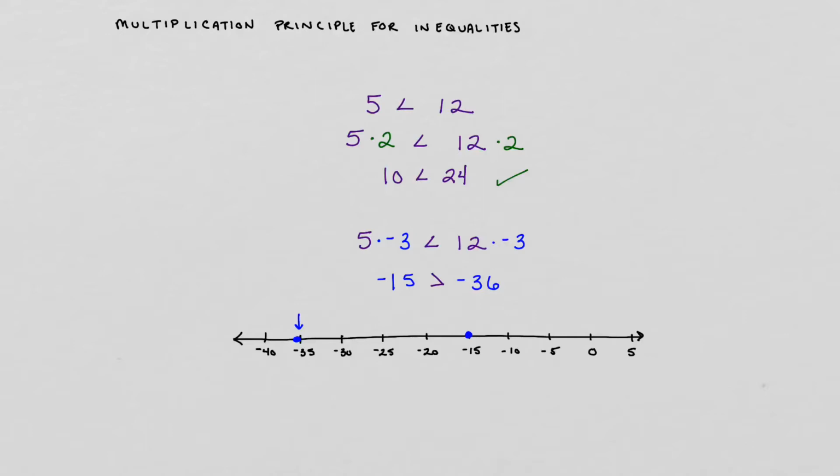Sometimes it helps to think of this in terms of money. So it would be not as bad to be $15 in debt as opposed to being $36 in debt. So this is why we would say that negative 15 is greater than negative 36.